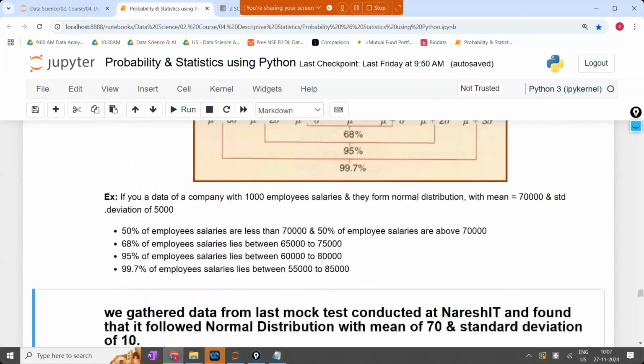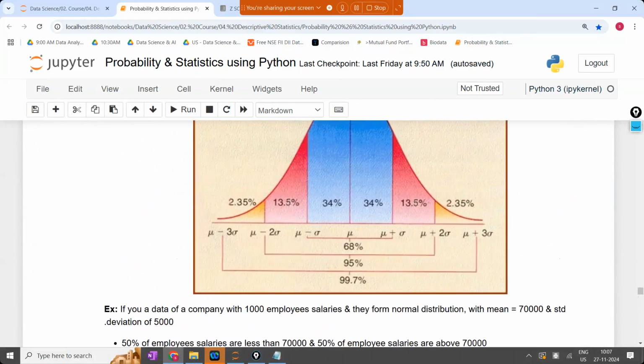Okay. So using this rule, we can simply calculate the probability directly. Sir, then this rule is very simple. Then why calculate the Z-score and everything? Why did you ask us to do that?